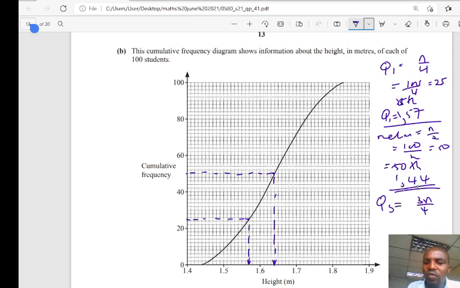Which means 3/4 of n, which is 3 times 100 over 4. 3 times 100 over 4 is 75. So the 75th value represents the upper quartile. Counting to the 75th value here, somewhere around here.